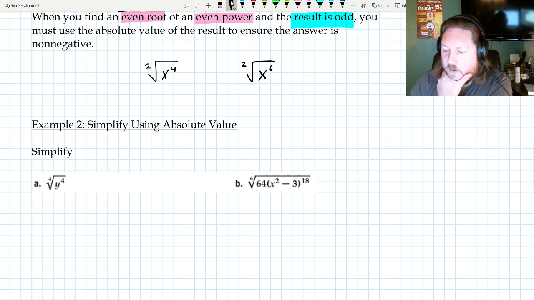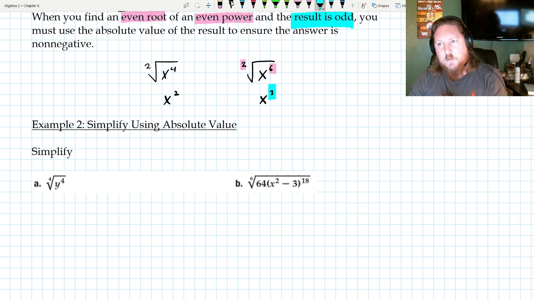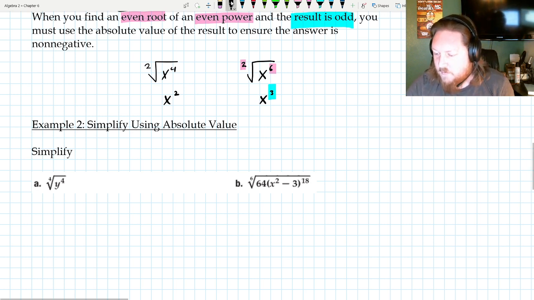So if I take a look at the square root of x to the fourth, it's just going to be x squared. But the square root of x to the sixth is x cubed. So you can see here I have an even index, an even power, and an odd result. When you see that happen, you have to take the absolute value of it.